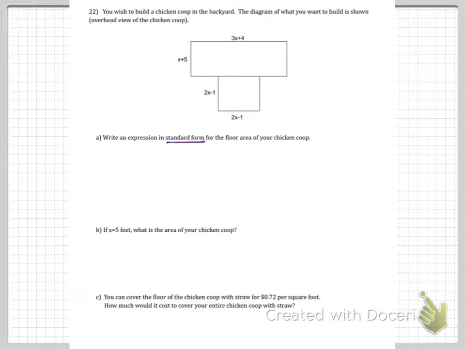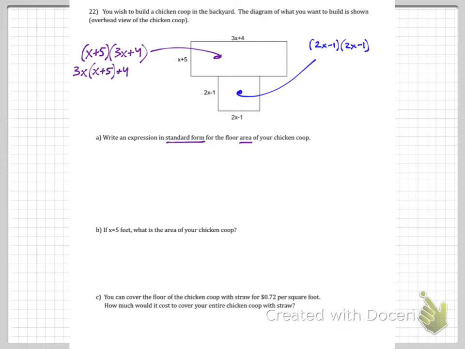For each one, we multiply because it's area, and then we need to add them all together to put it in standard form. So x plus 5 times 3x plus 4, that's going to be the big rectangle. And the small rectangle is going to be 2x minus 1 times 2x minus 1. So let's get multiplying. I'm going to distribute the x plus 5, distribute each individual part, and combine like terms. 3x squared plus 19x plus 20 is the larger rectangle.